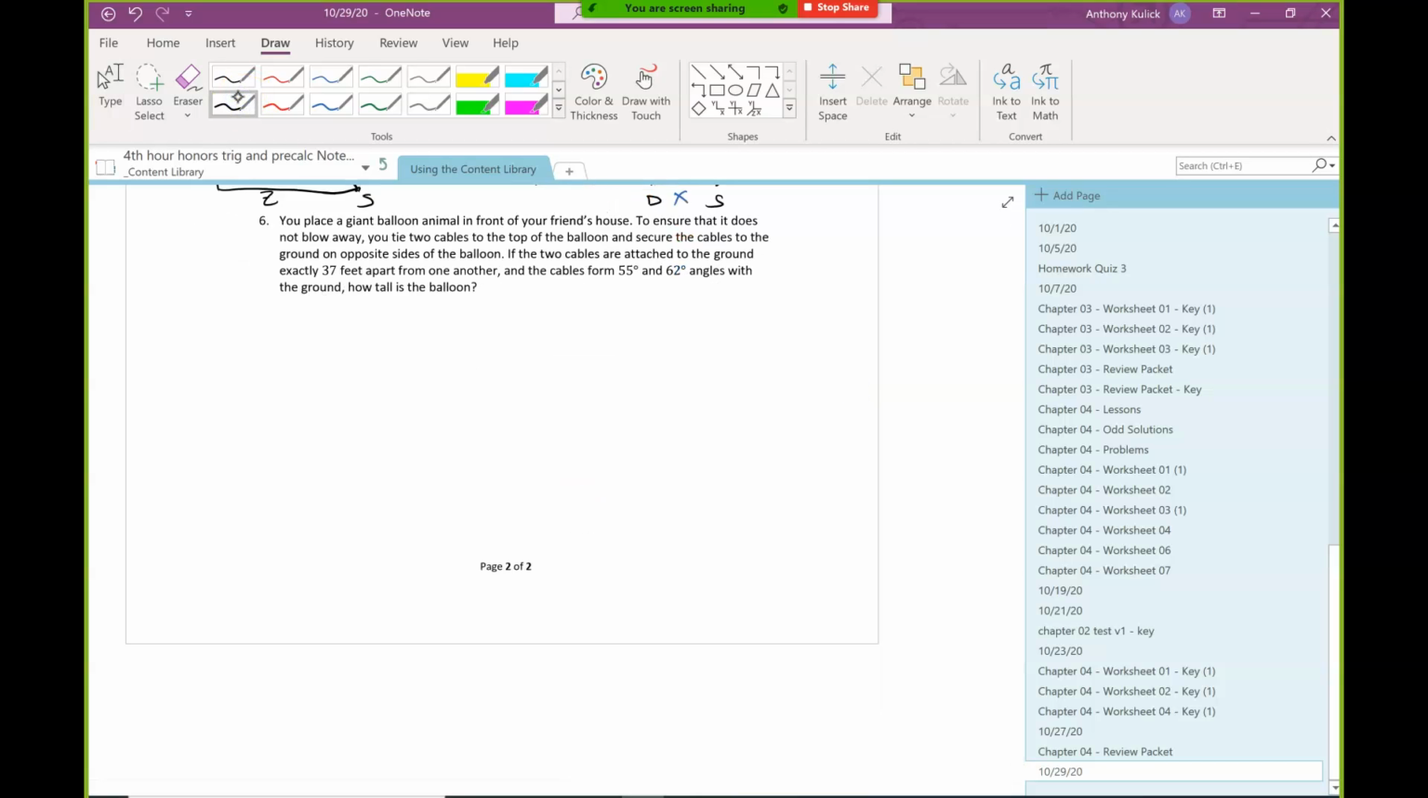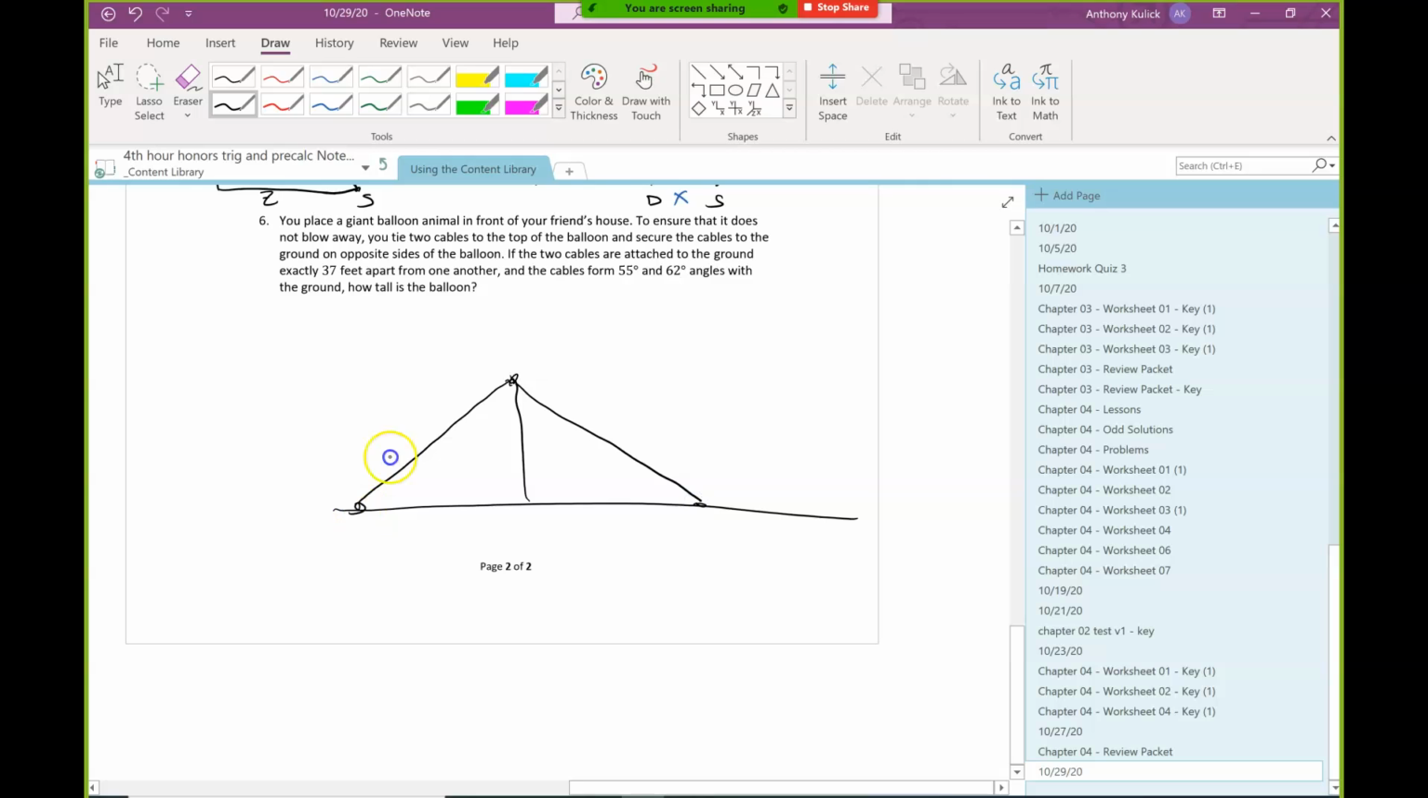You place a giant balloon animal in front of your friend's house. To ensure that it does not blow away, you tie 2 cables to the top of the balloon and secure the cables on the ground at opposite sides of the balloon. So they're exactly 37 feet apart, and they are 55 and 62 degrees with the ground, and we're interested in H.